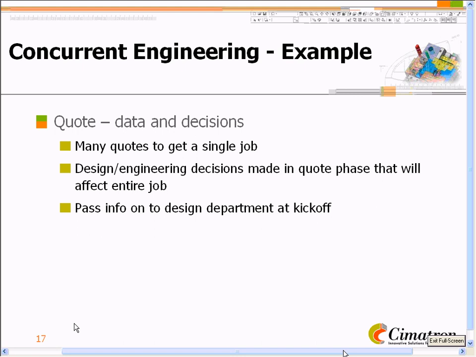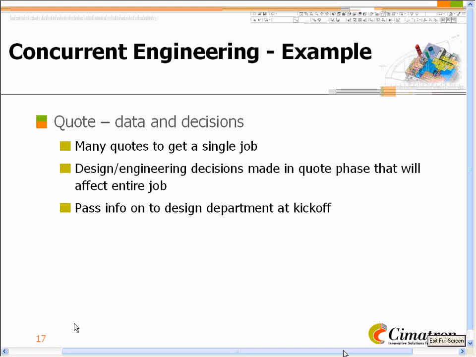So let's talk about concurrent engineering and a good example of it. And we're actually going to start at the very, very beginning with the quote. And that's because we find here's the first time that data is actually handled and that decisions are made that affect the job.